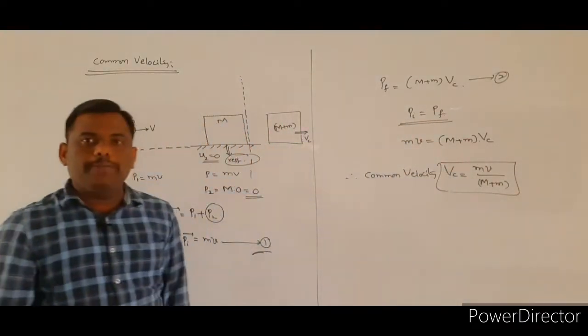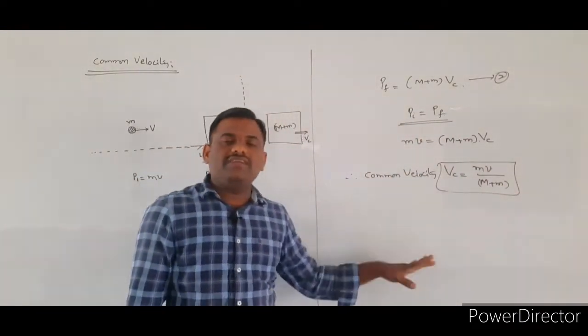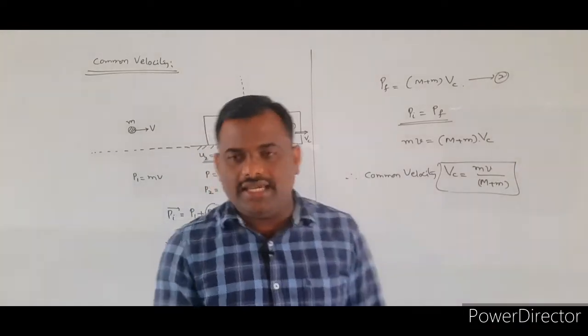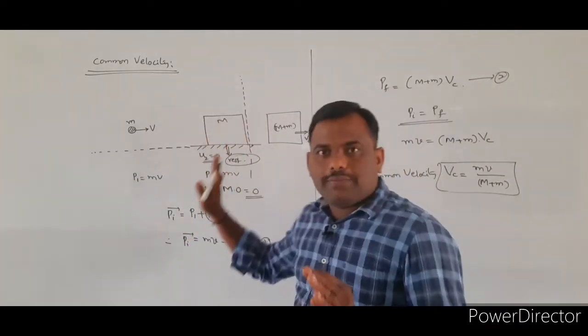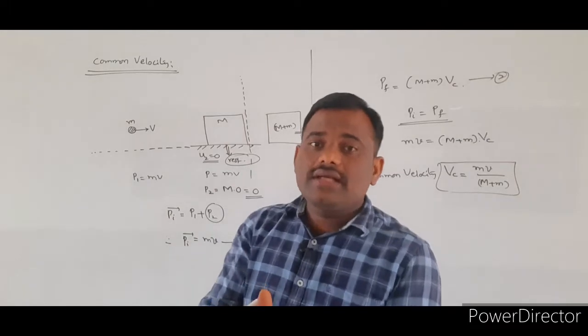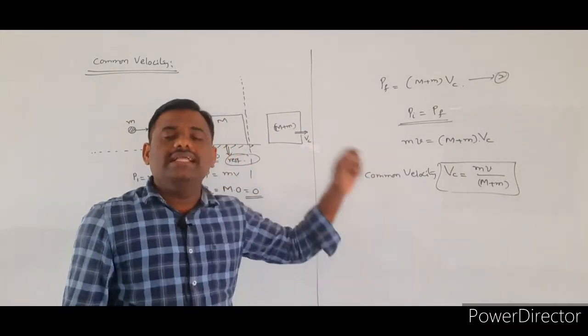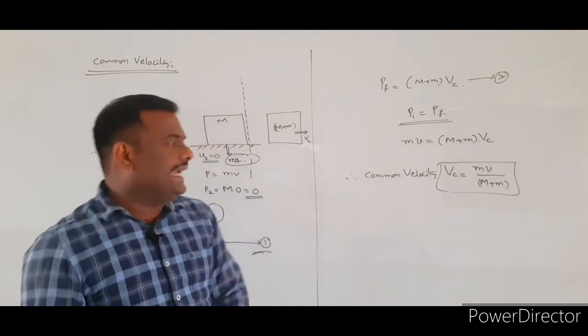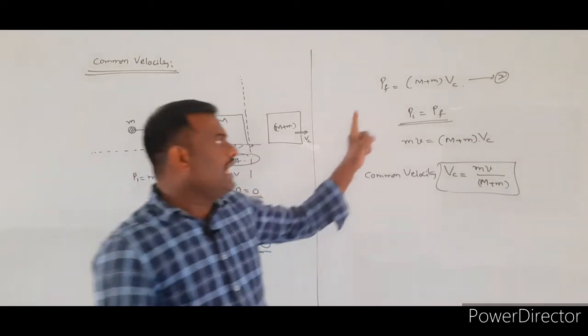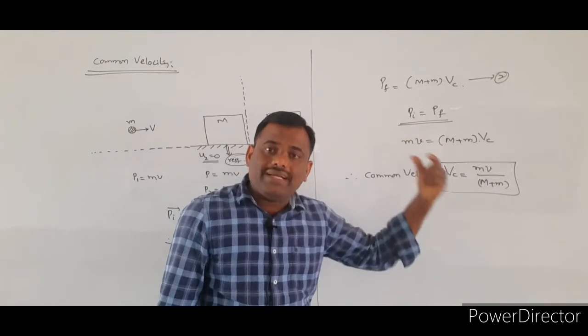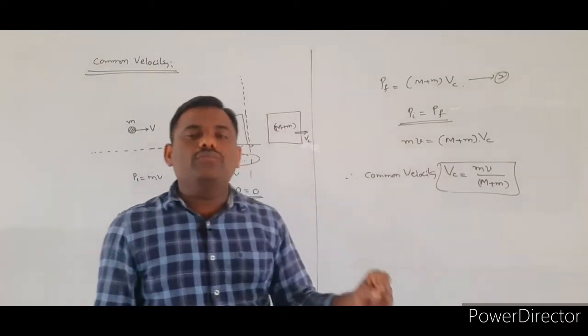mv by m plus m. So this is the expression for common velocity. Here also, what we applied is: before the bullet strikes and after the bullet strikes, simply you have to calculate the total momentum value, and we equate initial momentum to final momentum.